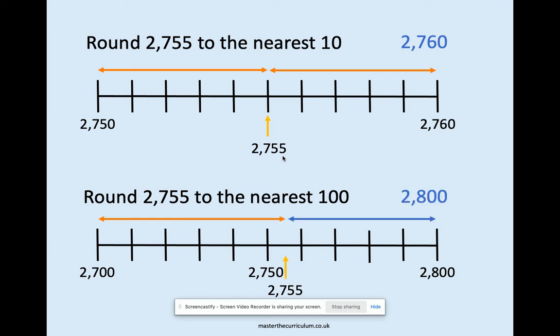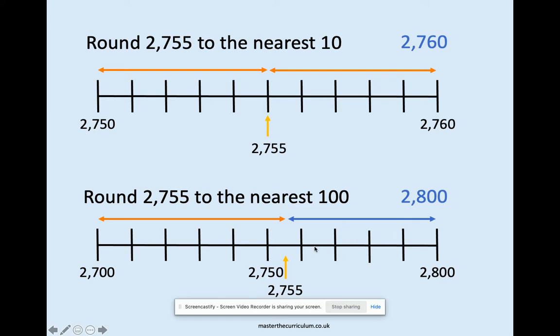Let's see. We're right in the middle, but 2,755 is a little bit more. Because we're counting in hundreds, 2,700, my next 100 will be 2,800, way over here. What is my spaces worth now? That's right.